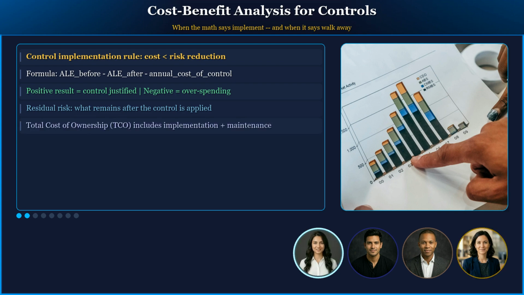Bella here, one thing candidates often miss on the total cost of ownership calculation. You cannot just look at what it costs to buy a firewall. Implementation time, staff training, maintenance, and licensing renewals all count. The true cost of a control is always higher than the sticker price. I have seen IT teams propose controls where the annual maintenance cost alone was 80% of the original annualized loss expectancy. Once you run the actual total cost of ownership math, the project dies in the budget meeting. That math should happen before the proposal, not during it.